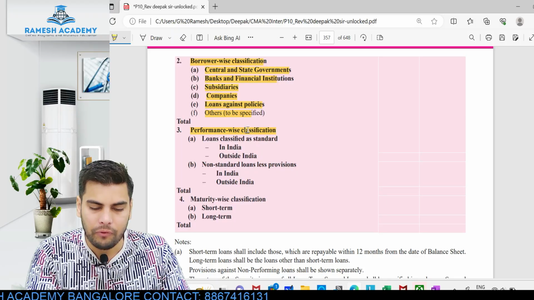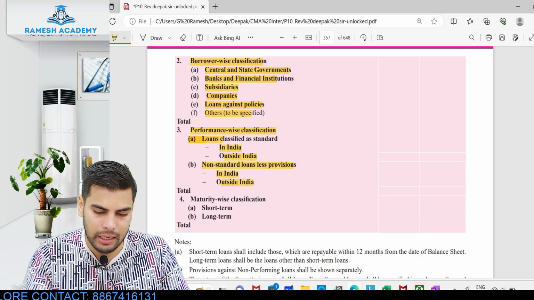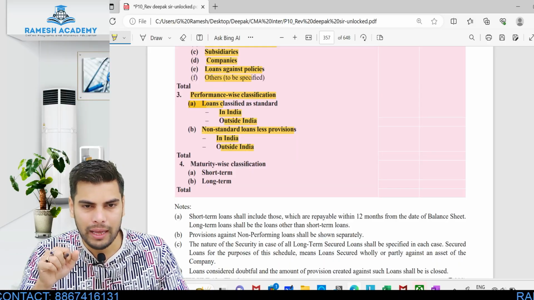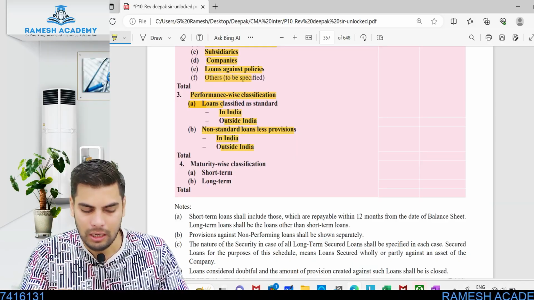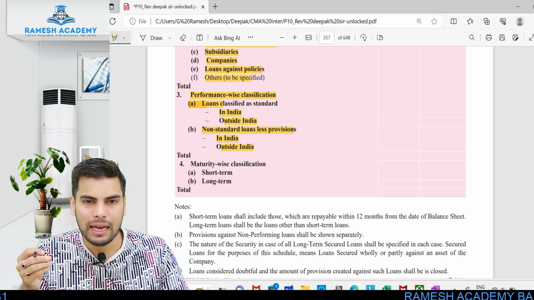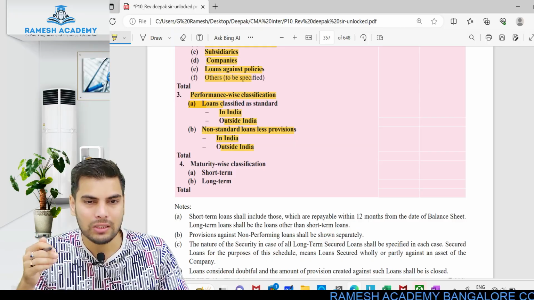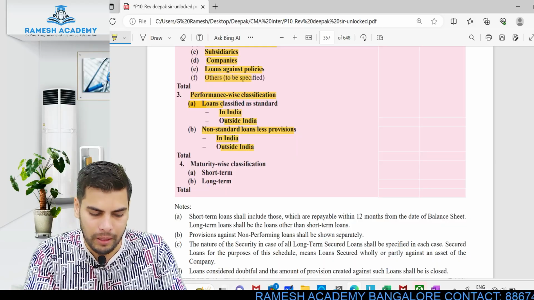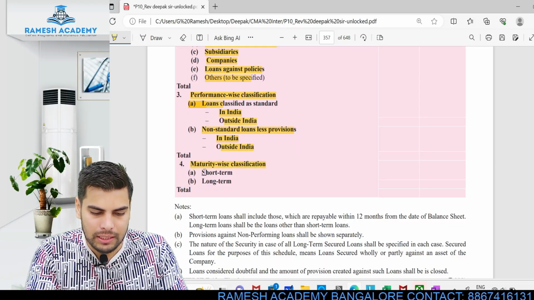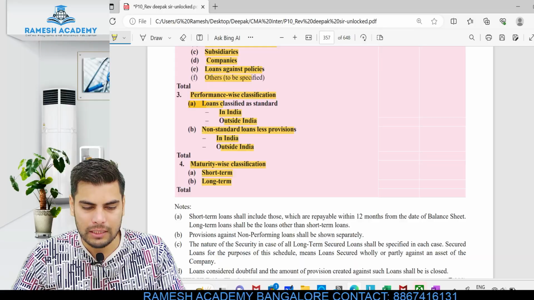And then performance wise classification: loans classified into standard in India and outside India, and non-standard loans, less provision, in India and outside India. Remember, when it comes to banking companies, we had standard asset, substandard asset, doubtful asset and loss asset. Same way over here. So loans which are classified as standard loans in India and outside India, and loans which are classified as non-standard loans. You will have to maintain the provision against these loans. And then finally, maturity wise classification, short term and long term. So totally we have got 4 bases of classification of these loans.